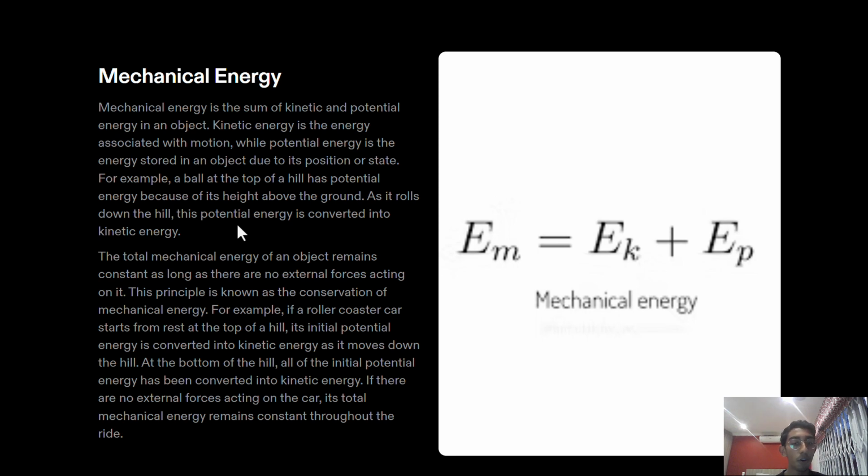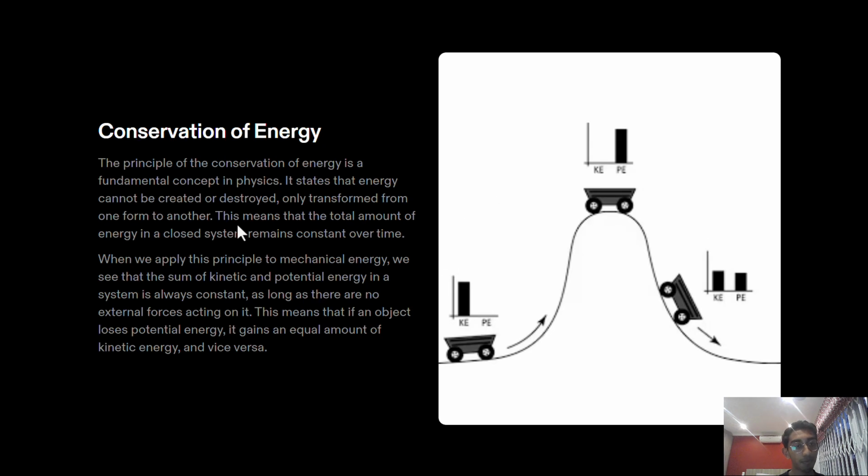For example, if a roller coaster car starts from rest at the top of a hill, its initial potential energy is converted then into kinetic energy as it moves down the hill. At the bottom of the hill, all of the initial potential energy would have then been converted into kinetic energy as its height then becomes zero, and so it loses all its potential energy. If there are no external forces acting on the car, the total mechanical energy is also said to remain constant throughout the ride, but we'll touch on that later.